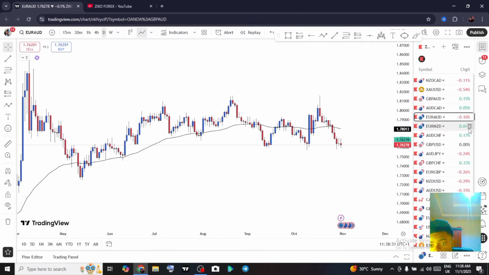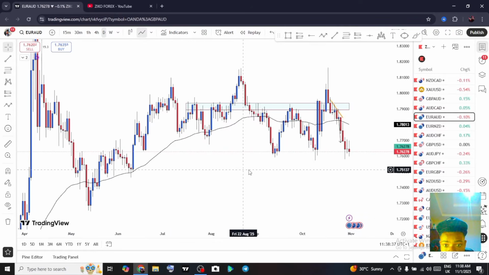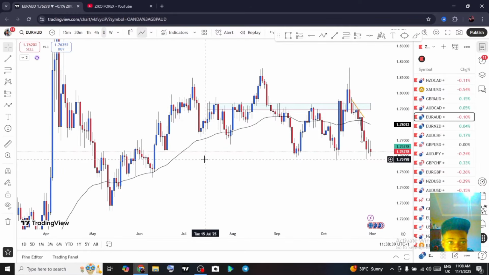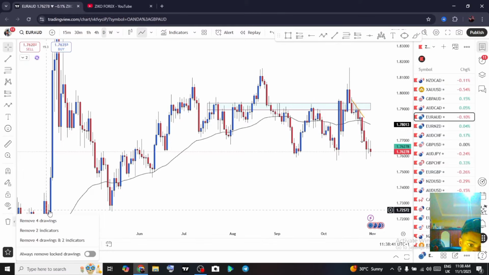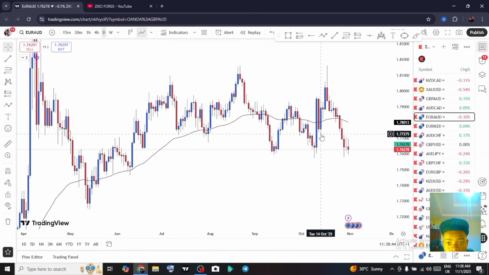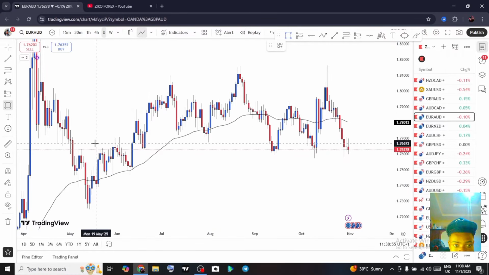Euro AUD. Alright, we have not analyzed that pair, so let us see what we have. Daily time frame. Let's delete markets right now. Daily time frame is currently bearish. This is the low. Price is now currently under that low, clearly making this market bearish. But we can see a clean area of interest right here on the daily time frame.